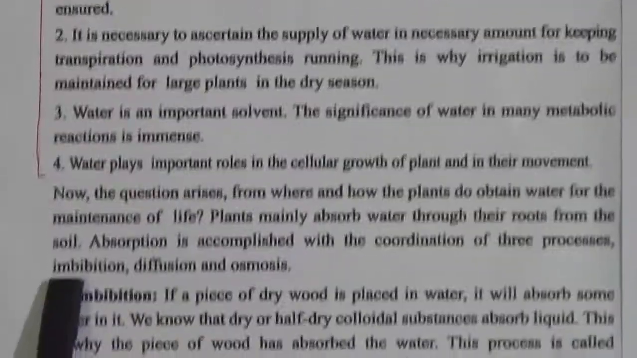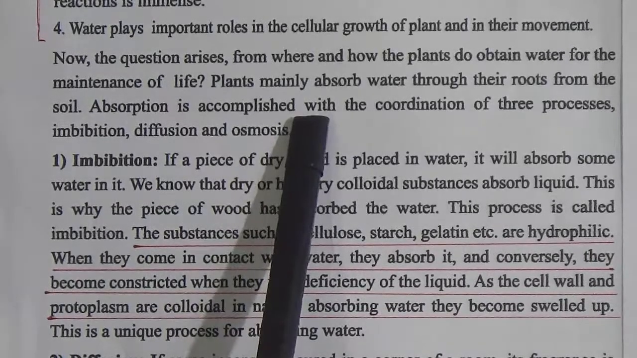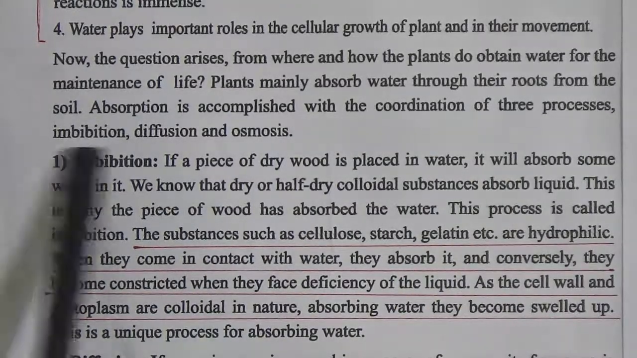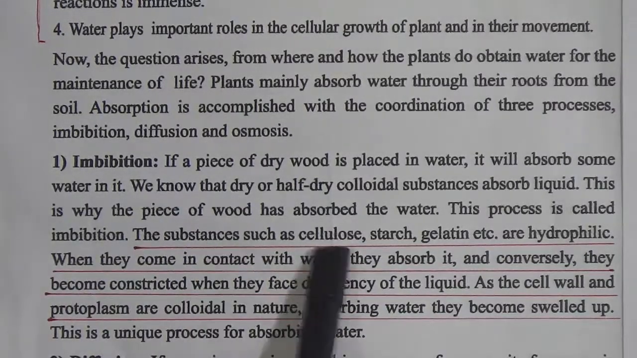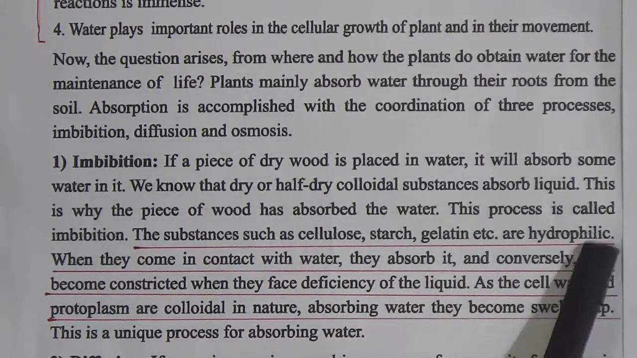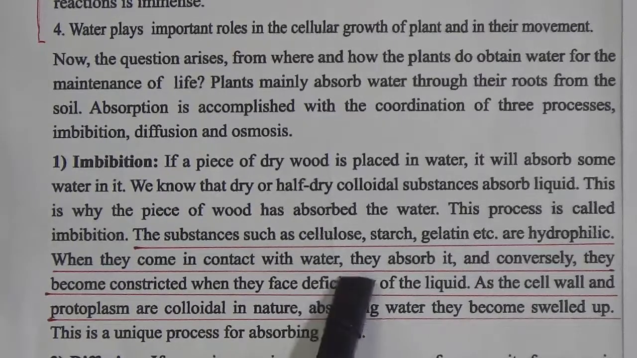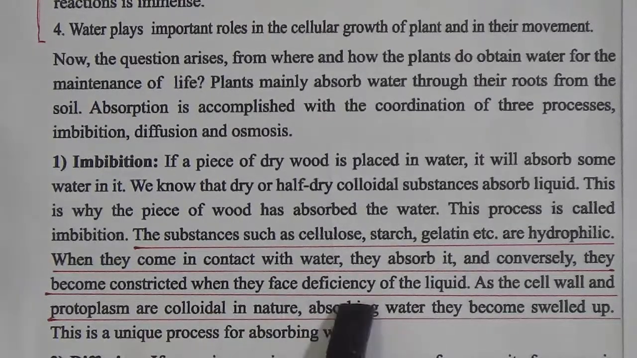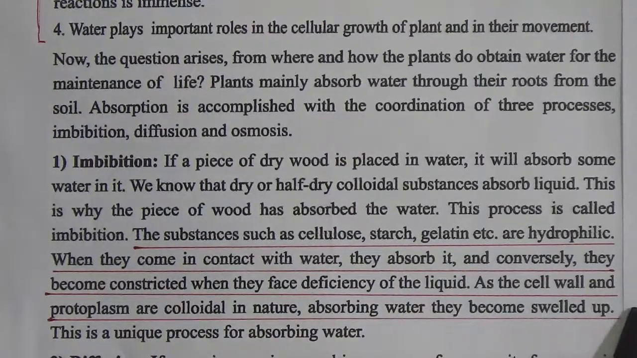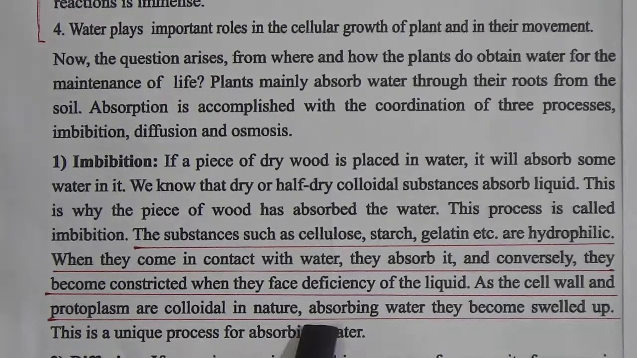Now come, absorption is accomplished with the coordination of three processes: imbibition, diffusion and osmosis. First one is imbibition. Substances such as cellulose, starch, gelatin, etc. are hydrophilic, and when they come in contact with water, they absorb it, and conversely they become constricted when they face deficiency of water. As well, the cell wall and protoplasm are colloidal in nature, and absorbing water they swell up. That means the process through which colloidal substances absorb water is known as imbibition. That is the definition of imbibition.